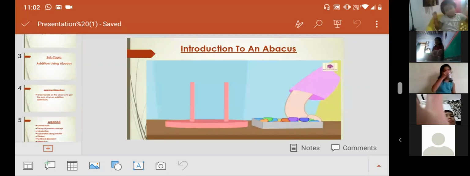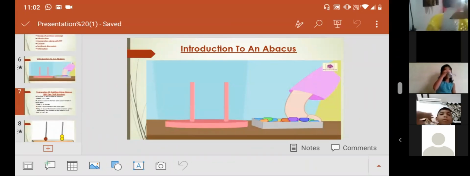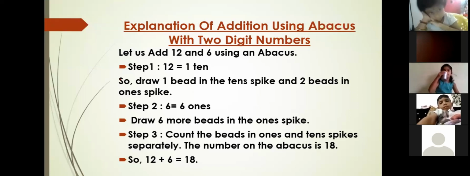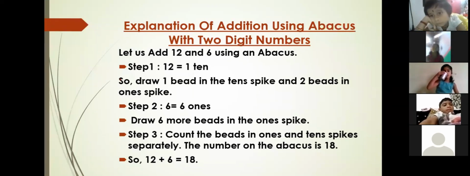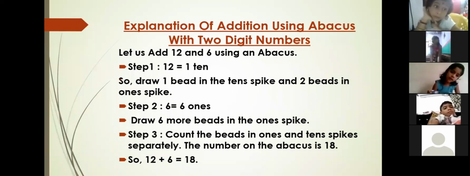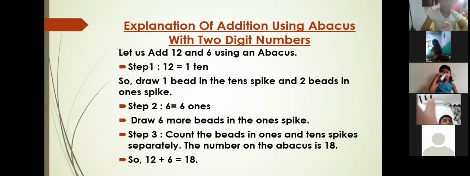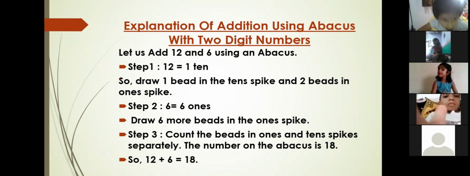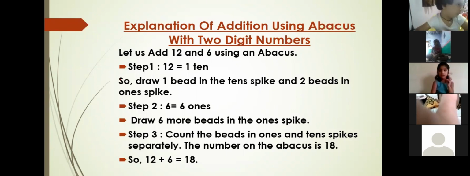Yes, I hope everyone understood. Yes, children. Now, explanation of addition using abacus with 2-digit numbers. In your previous class, teacher taught you how to add on the abacus with 1-digit numbers. The numbers from 0 to 9 are called 1-digit numbers, and the numbers from 10 to 99 are called 2-digit numbers. Okay, children. So today teacher will teach you how to add with 2-digit numbers.